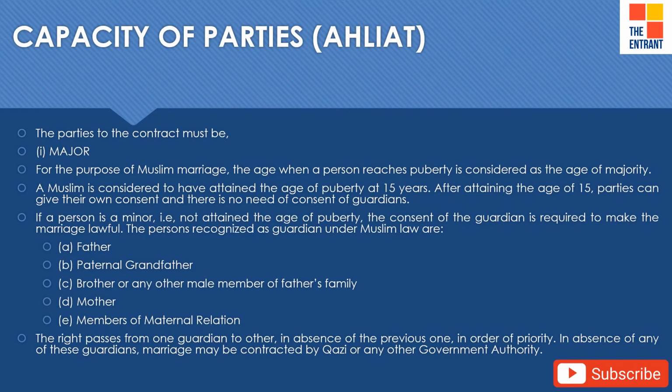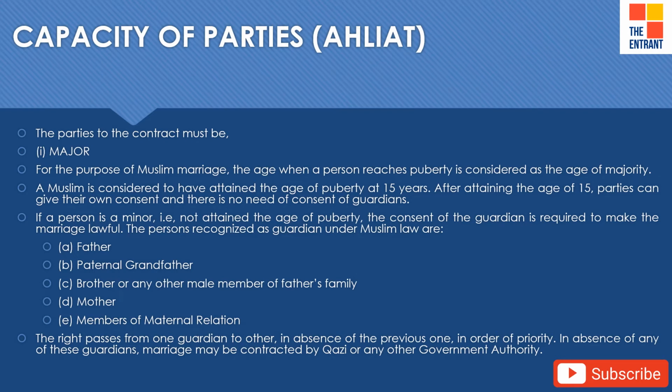The capacity of the parties. The parties to the contract must be majors. For the purpose of Muslim marriage, the age when a person reaches puberty is considered as the age of majority. A Muslim is considered to have attained the age of puberty at 15 years. After attaining the age of 15, the parties can give their own consent and there is no need of consent of guardians. If a person is a minor, that is, has not attained the age of puberty, the consent of the guardian is required to make the marriage lawful.